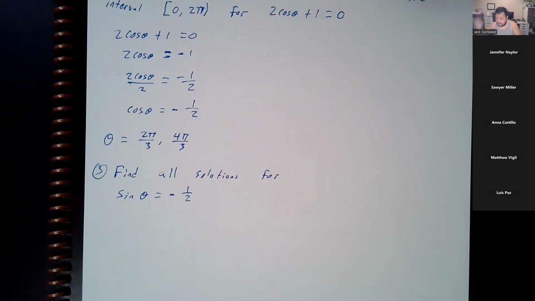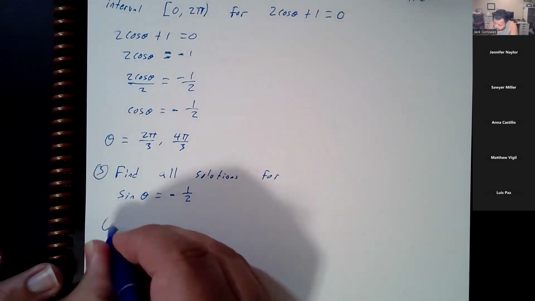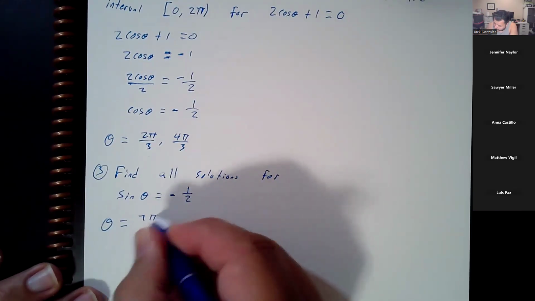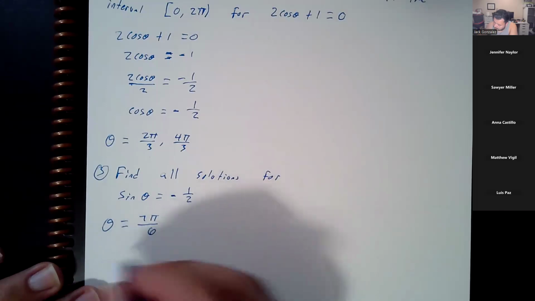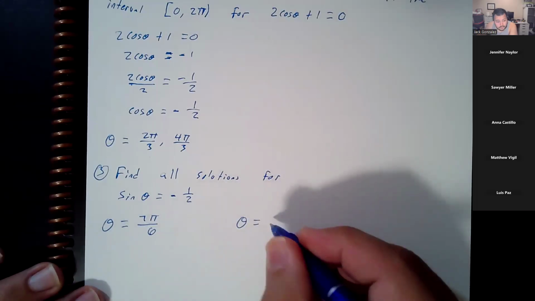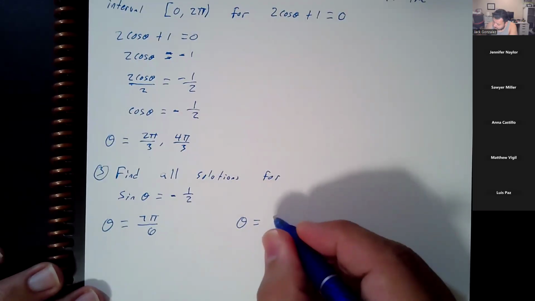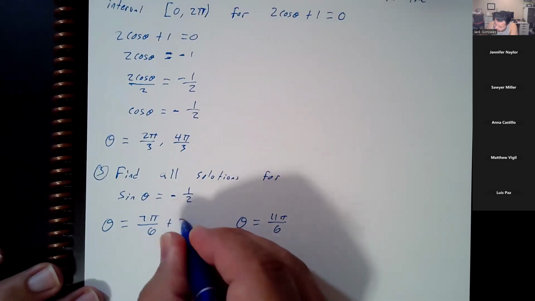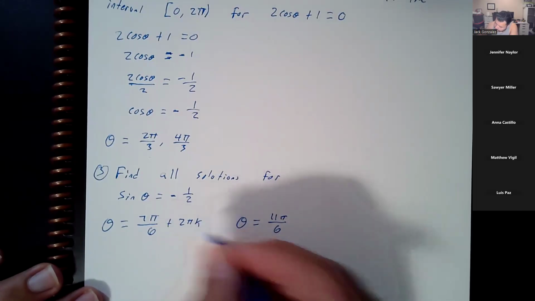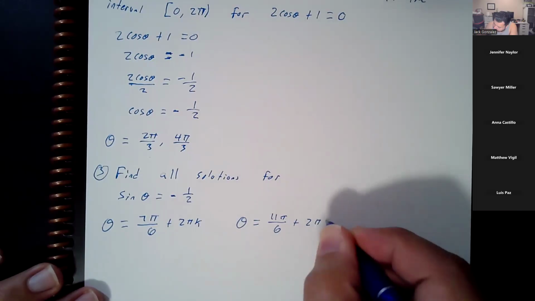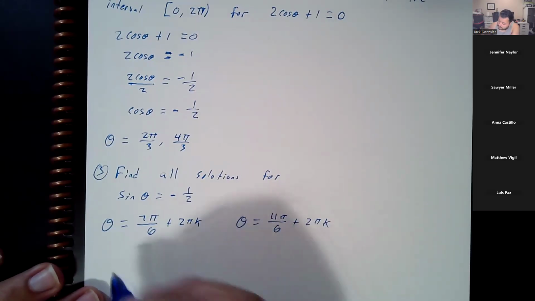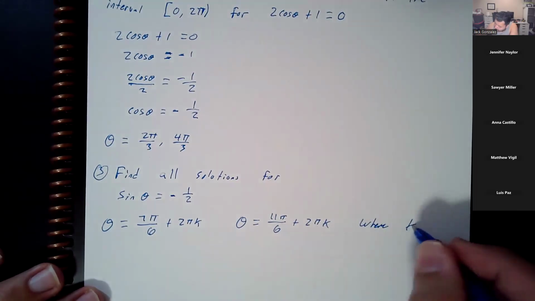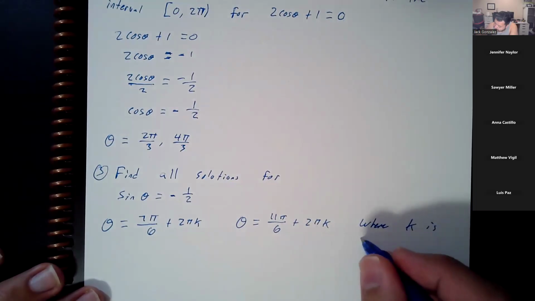So anyway, from the circle, we know that the answer is equal to 7 pi over 6 and 11 pi over 6, right? That's what we said. So all you got to do is add 2 pi k, where k is an integer.